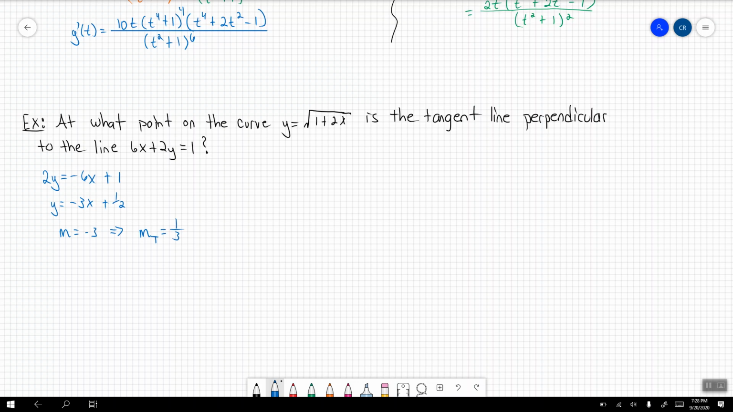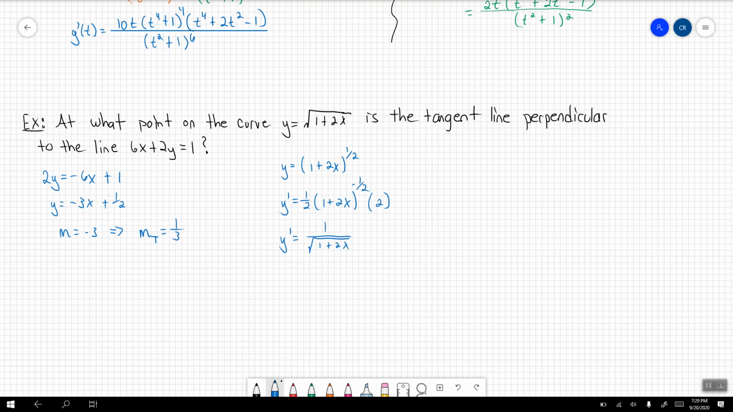Now I can start taking this derivative. The first thing I'm going to do is interpret y as 1 plus 2x to the power of 1/2, and I'm going to speed up the chain rule process. Taking the derivative of the outside function, that's going to be 1/2 multiplied by 1 plus 2x to the power of negative 1/2 after we subtract the 1, multiplied by the derivative of the inside. The derivative of the inside is just going to be 2. 2 times 1/2 will then give me this derivative.